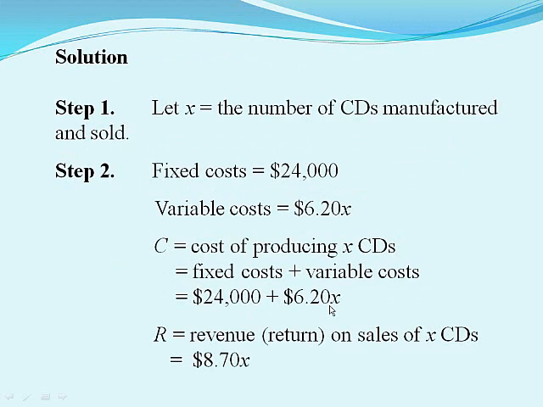Here is a solution. We assume that x is the number of CDs manufactured and sold. The fixed cost is given, which is 24,000. Variable cost will be the number of CDs manufactured multiplied by the cost of manufacturing one CD, which is 6.20 multiplied by x. So the cost function will be cost equals 24,000 plus 6.20x. The revenue is calculated as the total sales, so that will be 8.70 multiplied by x.